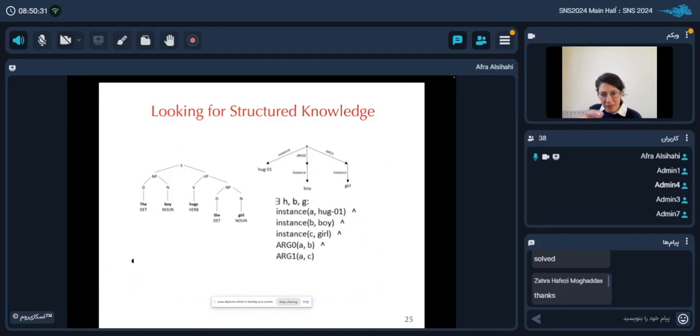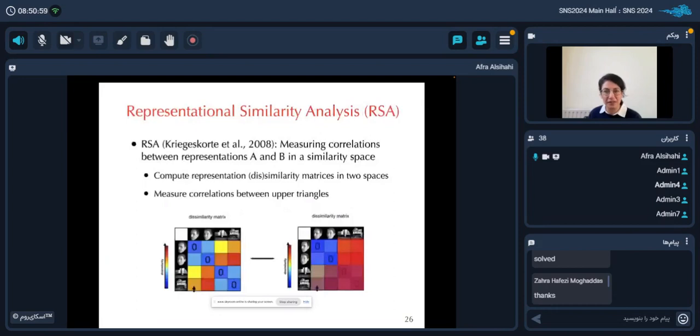So these are the kinds of structured representations that we want to be able to trace in the learned knowledge of our model. Now here I actually want to shout out to the neuroscientists in the room, because we actually borrow a technique from computational neuroscience, which is very useful for analyzing these deep language models. It is called representational similarity analysis.